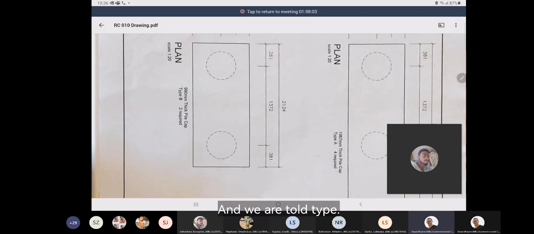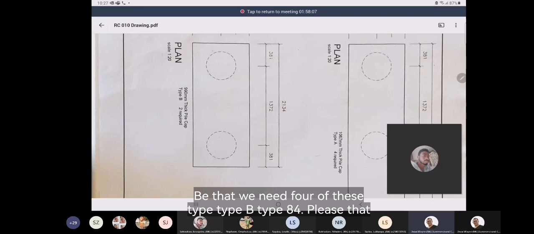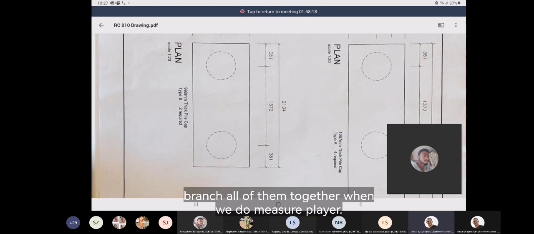And we are told type A, we need 4 of these, type B, 2 of them. So what we will do, we will now split the different types that we have, and not bunch all of them together when we do measure them.